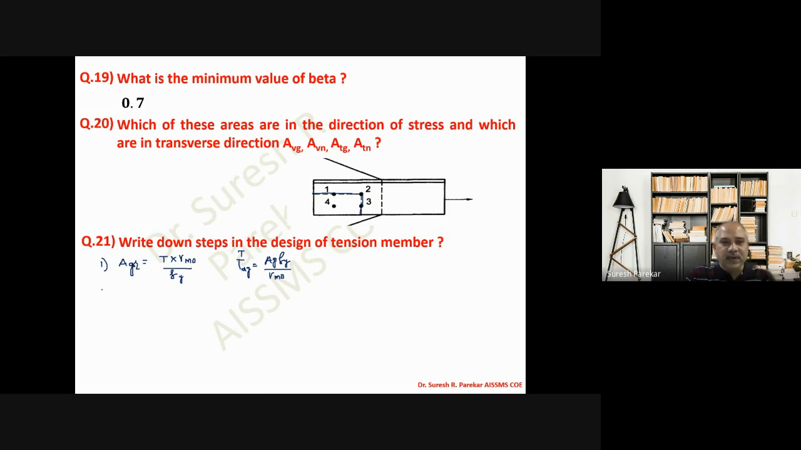Then second step, we have to select the section, and after selecting the section we have to go for the connection. After the connection we are going to determine the value of TDG, TDN. Then fourth we have to calculate TDG, then we have to calculate TDN, and then we have to calculate TDB, and T is equal to the minimum of these three, that will be TD, and my value of TD should be greater than the T for which we have to design the member. So these are the steps which we have to follow in tension member.